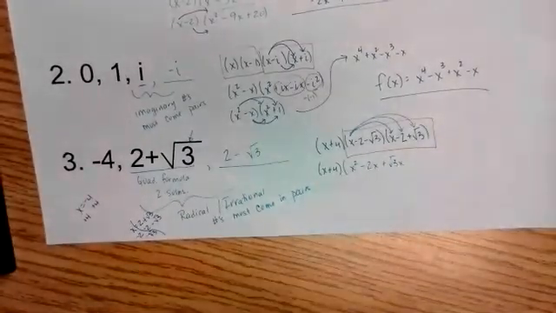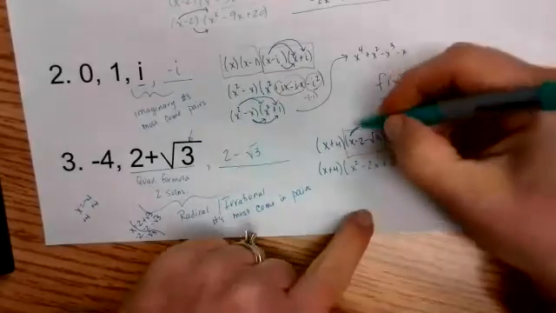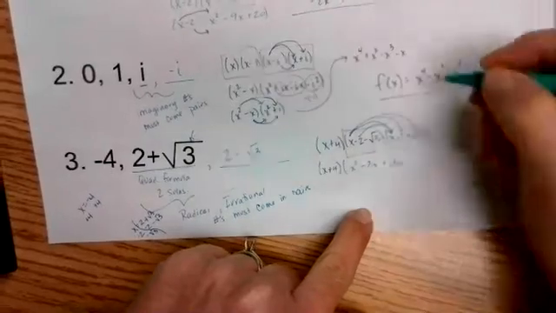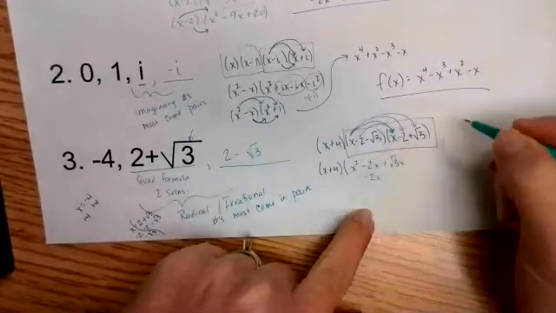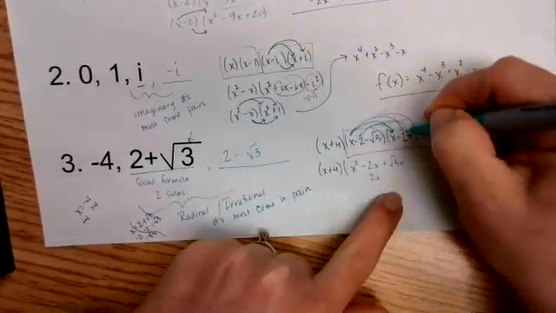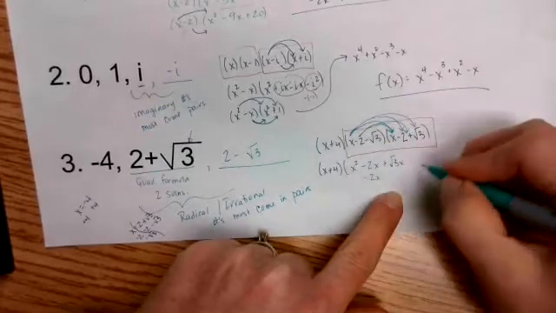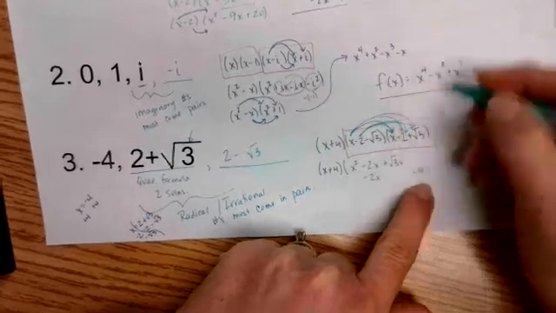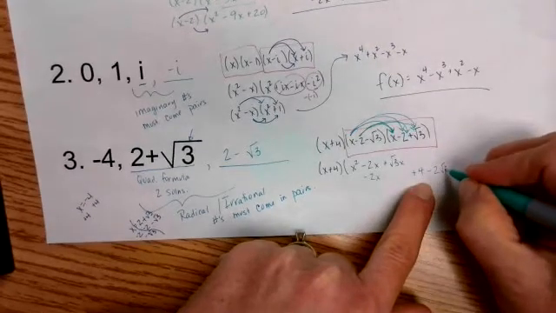All right, then I'm going to distribute my -2. And I'm going to write it below with like terms. So -2 times x is a -2x. -2 times a -2 will be a positive 4. And then -2 times a positive square root of 3 would be -2 times the square root of 3.